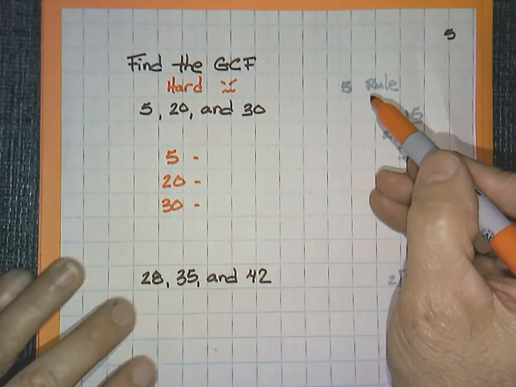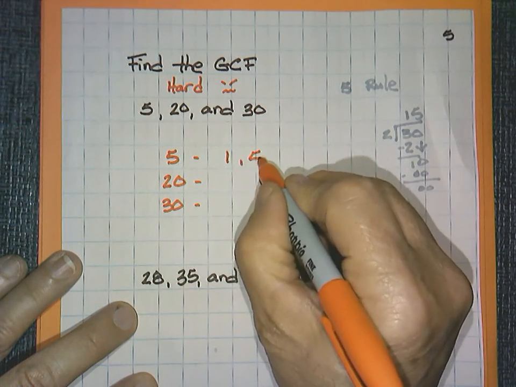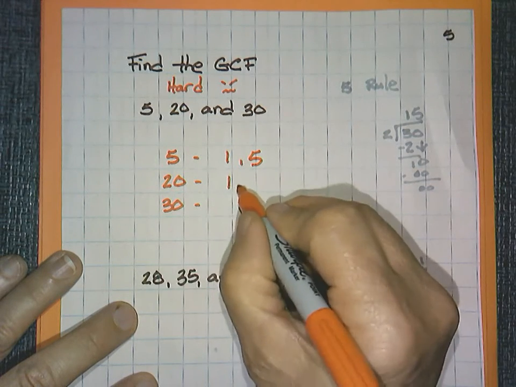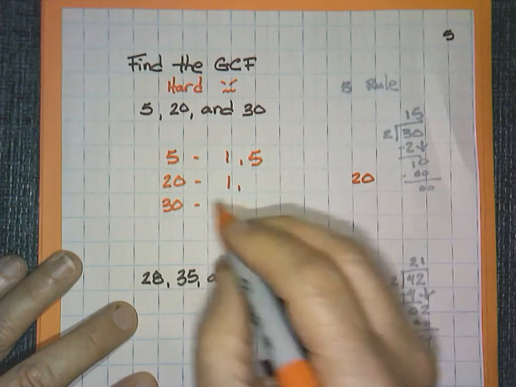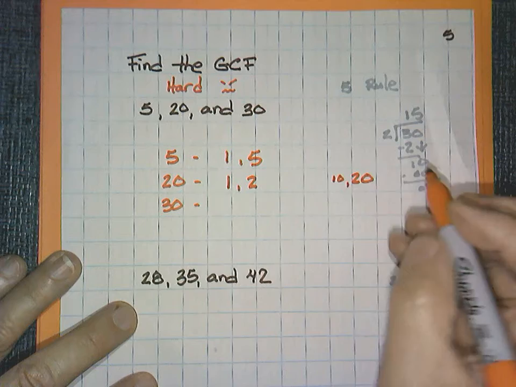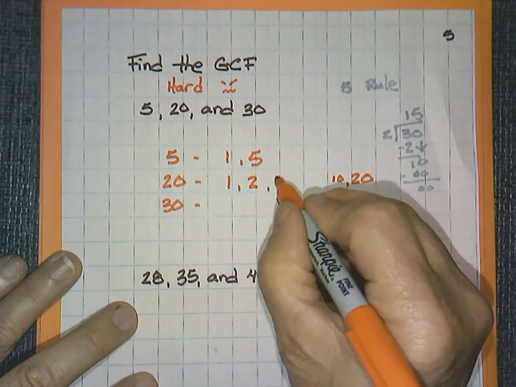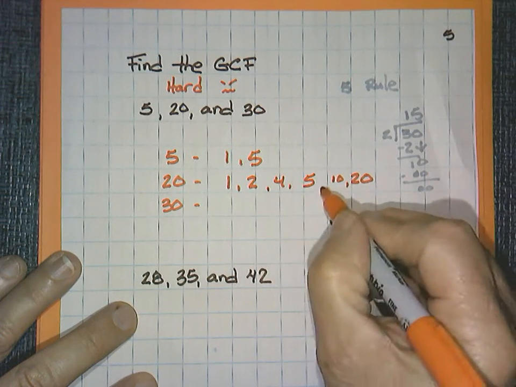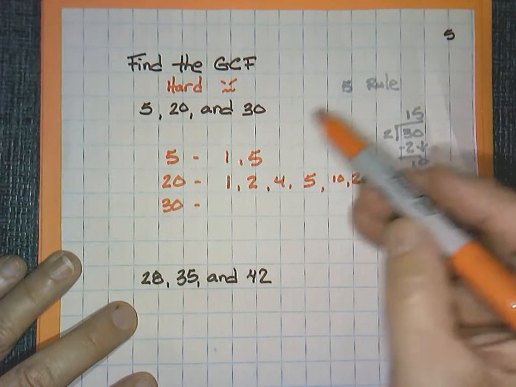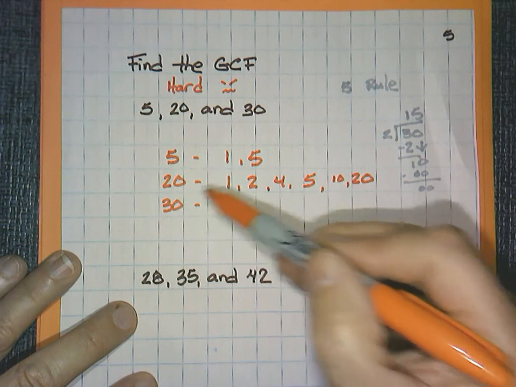I wrote a note here, remember your 5 rule, and I'll explain that in a second. So for 5, it's 1, 5. For 20, it's going to be 1 and 20. 20 is even, so it's 2, and 2 times 10. Well, not 3, but 4, and 4 times 5. And the 5 will remember that any number that ends with a 5 or a 0 will always have a factor of 5.